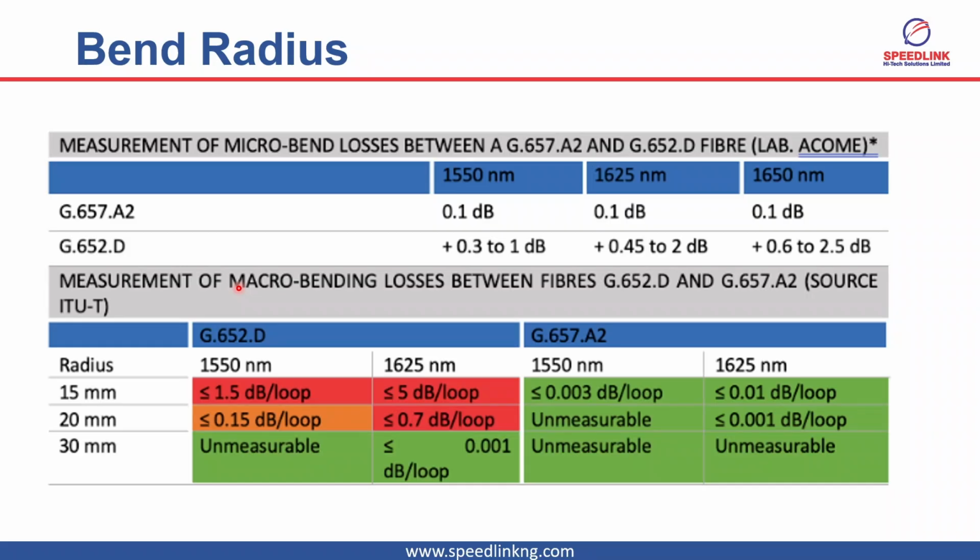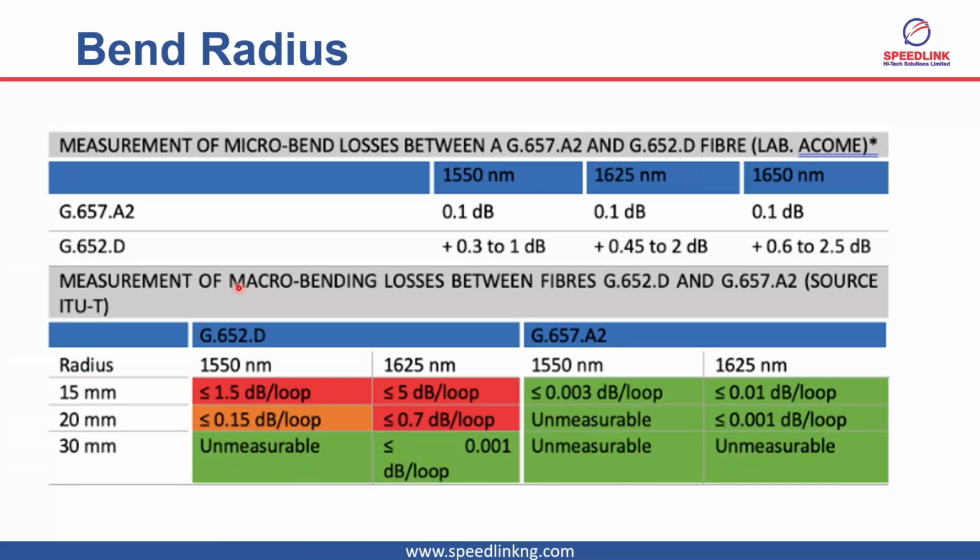This is some table that should help us emphasize on the numbers. Measurement of micro bend losses between a G657.B2 and G652.D fiber cable. Like we said, each cable has a name, isn't it? So that's the manufacturer name. So you can go back home and browse that name. You'll find the kind of cable, isn't it? But it's a single mode cable. This is the name of the cable, the standards of the cable.